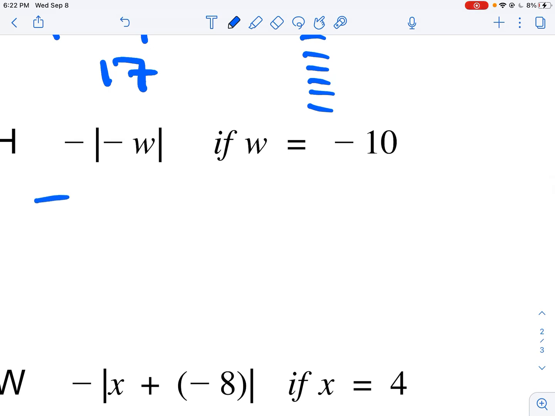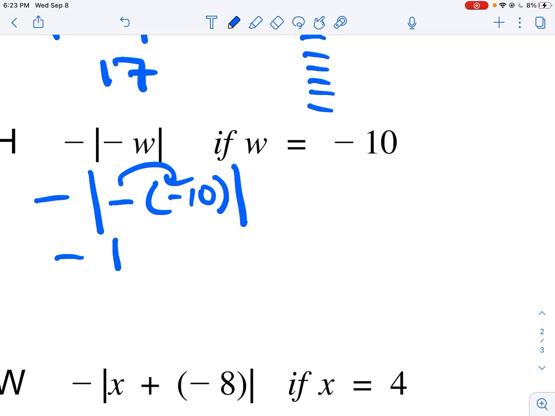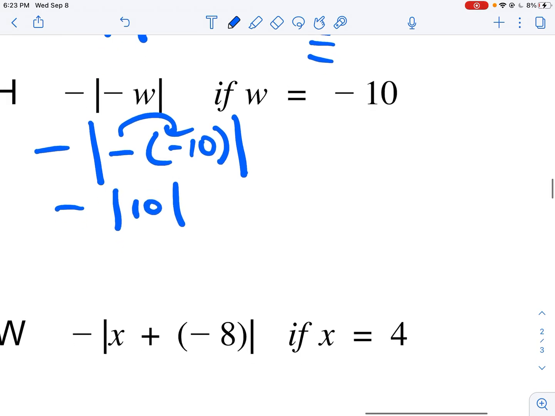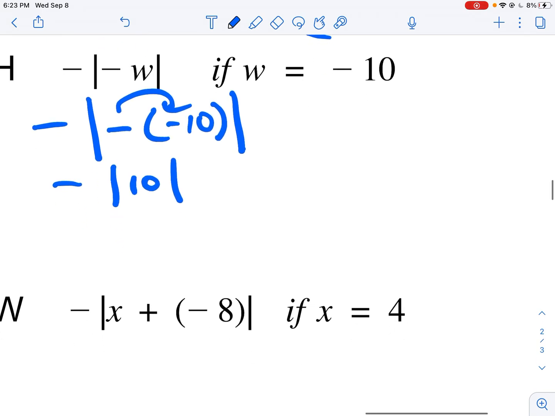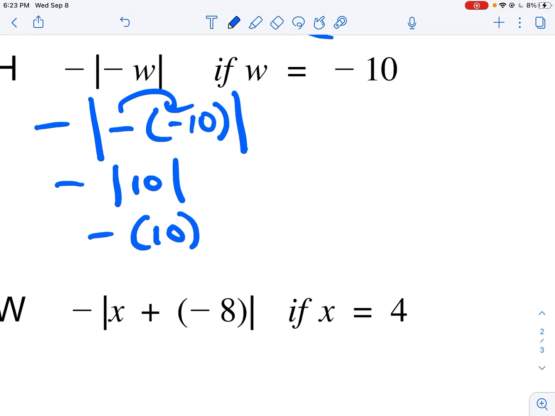Okay, I have a negative on the outside, negative on the inside, then I have a negative 10. I work from the inside out. The opposite of a negative is a positive. The distance from 0 to positive 10 is positive 10. The opposite of a positive is a negative.